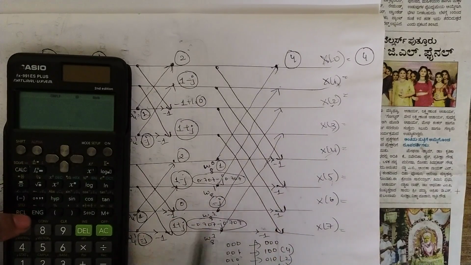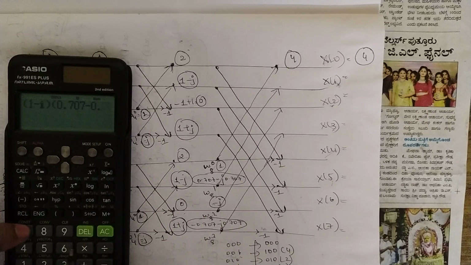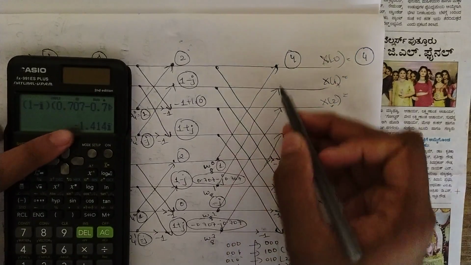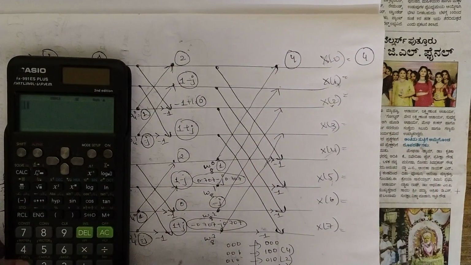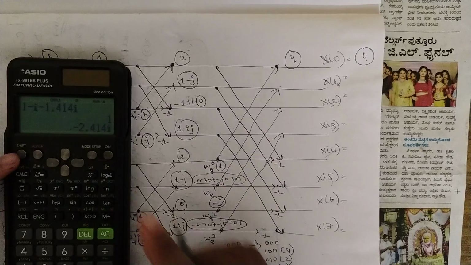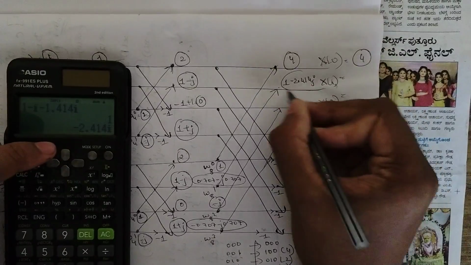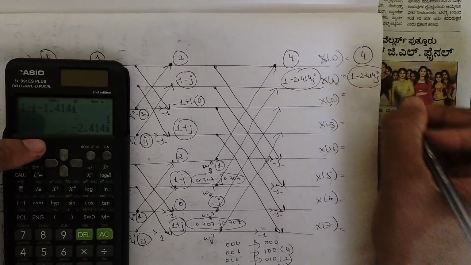Since these two are in the same path, that's why 1 minus j into 0.707 minus 0.707 j. If we multiply this, we will be getting minus 1.414 j. Along with that, we have here 1 minus j, right? That is 1 minus j minus 1.414 j. That is equal to 1 minus 2.414 j. Okay, hope this is clear how I got this. This is the second value.